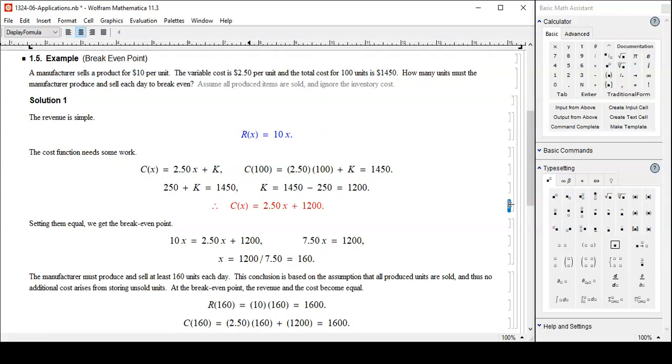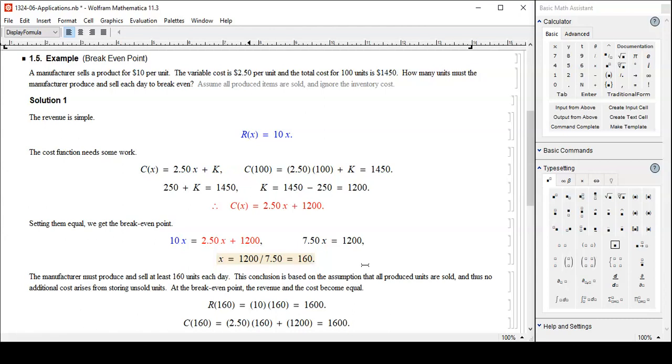So revenue is equal to cost. So setting these two equal to each other, 10x, the revenue, is equal to this right-hand side. That's the cost. Solving this equation, I'm going to get the x value, and that is the break-even point. Solving, you're going to get 160, so you have to have 160 items sold.